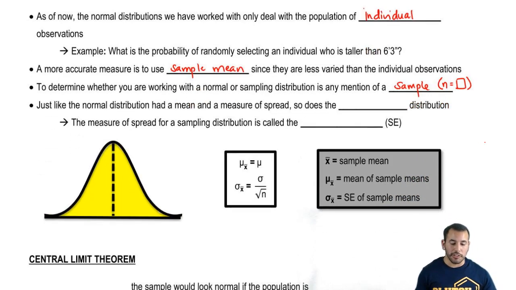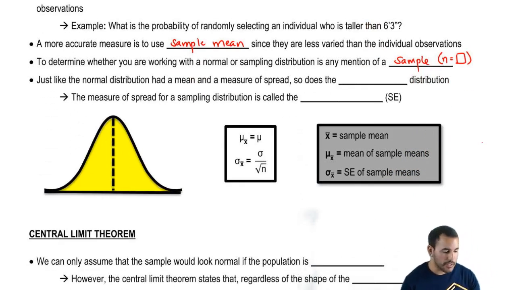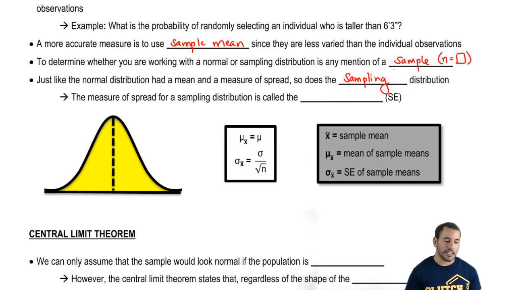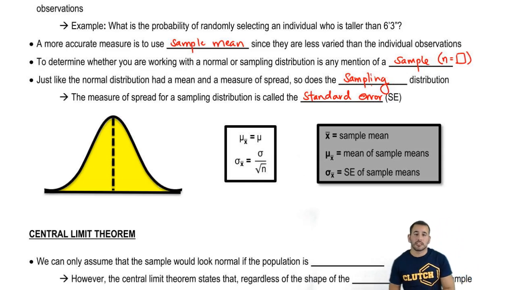So just like the normal distribution had a mean and measure of spread, so does a sampling distribution. The measure of spread, however, for the sampling distribution isn't just the standard deviation anymore. It's a little different. It's kind of like an augmented standard deviation, and it's called the standard error. So for individual observations, the standard deviation is the measure of spread. When we're talking about samples, you call it the standard error.